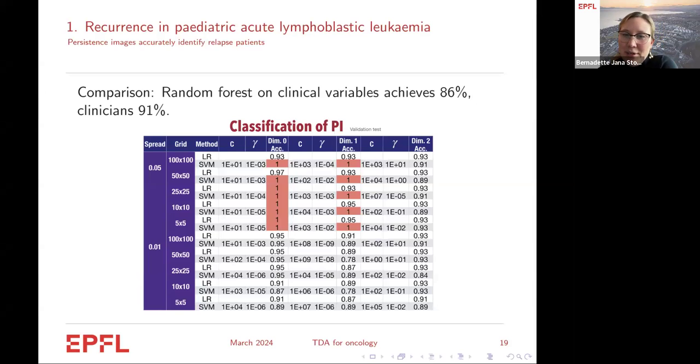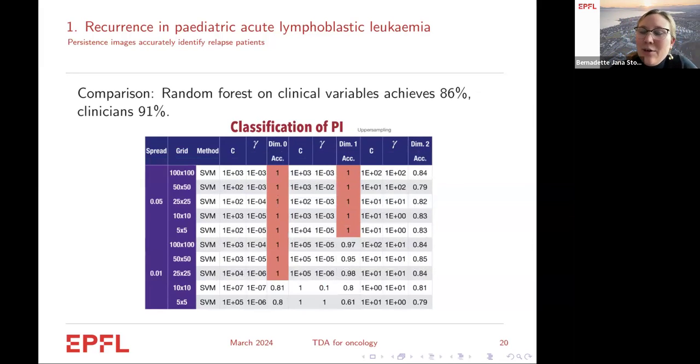Now, the data set was quite unbalanced. We had only 16 patients that relapsed and 80 that didn't. So if we account for that, we still have these very high accuracies.